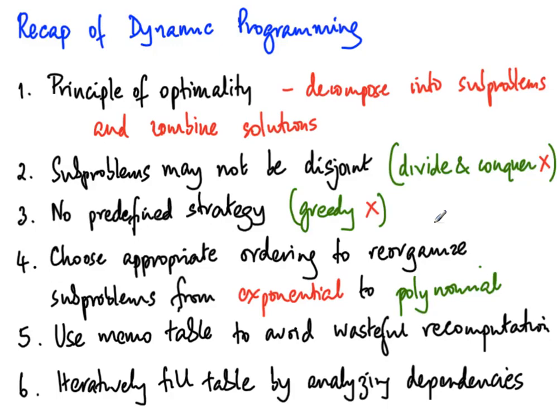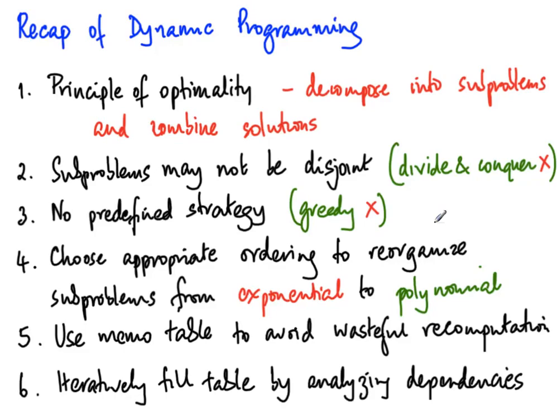So therefore, we are left with no option but to try all possible combinations of sub-problems, but this may be exponential. So we try to identify a suitable ordering on our original problem so that we reorganize the sub-problems to come down from an exponential number to a polynomial number. We now use a recursive solution, but in the recursive solution, if we do it naively, we might wastefully recompute values again and again. So we use a memo table to remember values. Once we have computed a value once, we only have to look it up in future calls.